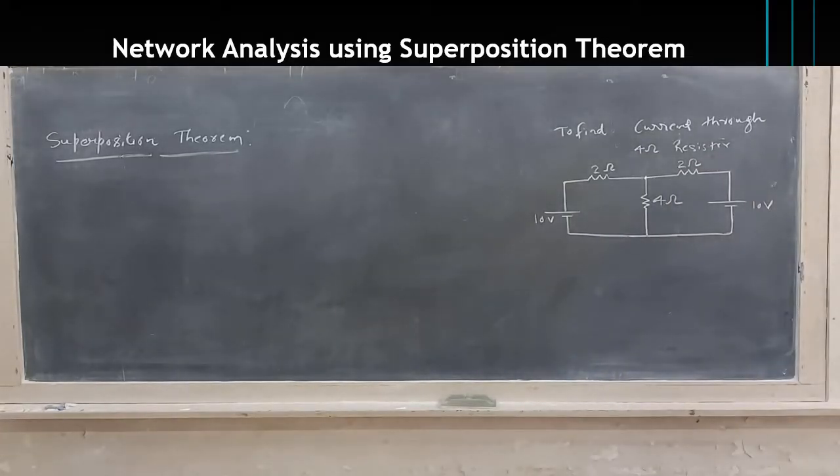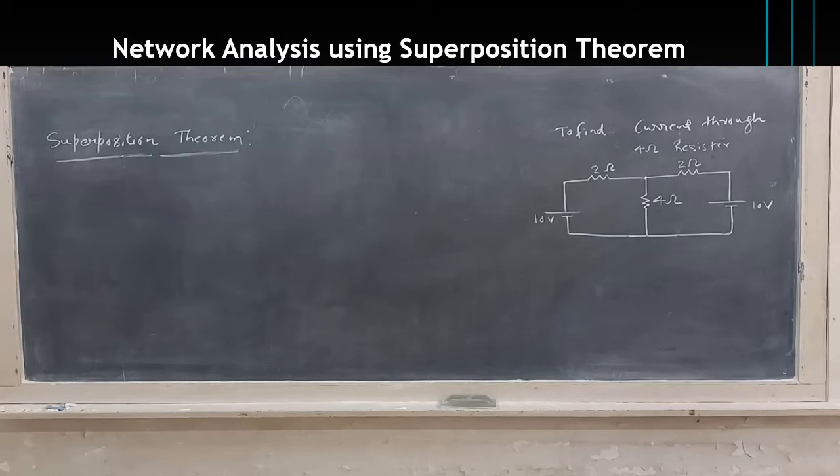So here we have a given circuit and you are supposed to find the current through the 4 ohm resistor using the superposition theorem. As I have already explained, the superposition theorem states that in any electrical network, we can find the resultant current flowing through the load by adding the currents that would flow through the load resistor due to individual power sources.